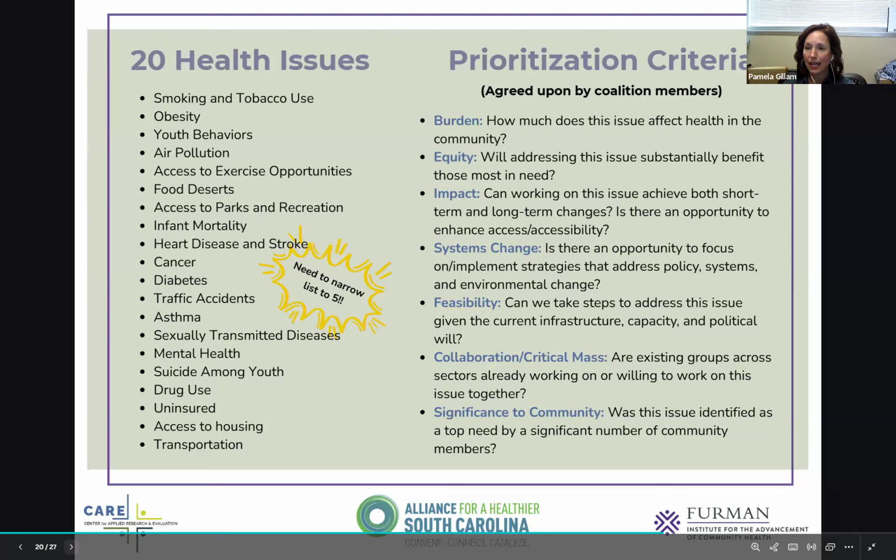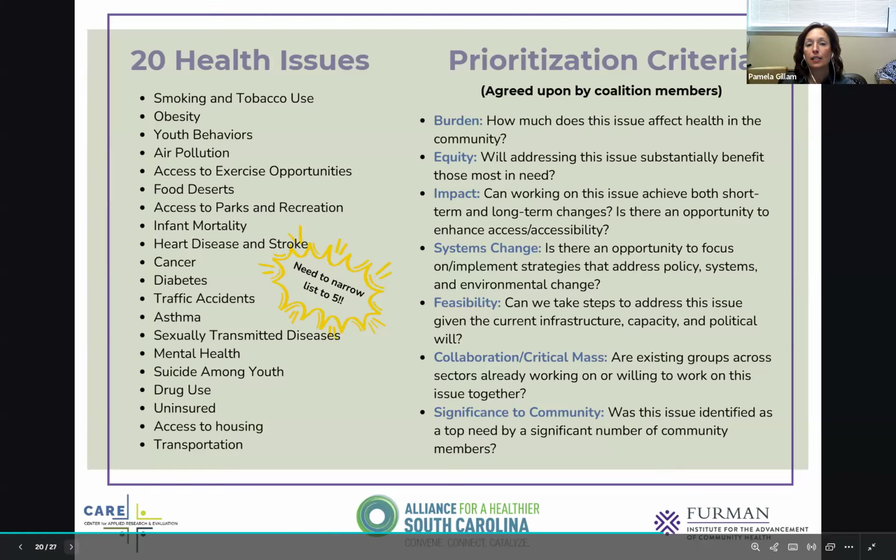So we had a subcommittee of our coalition members that came up with the criteria that you see on the right. We approved this criteria at our last coalition meeting when we were all together. So let's run through this criteria, because this is the criteria we're going to use today as we prioritize.